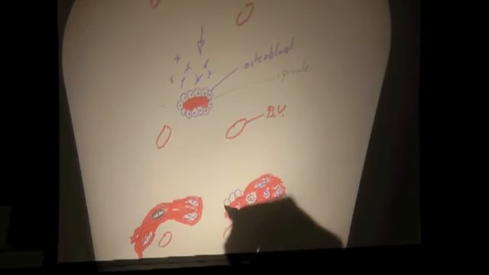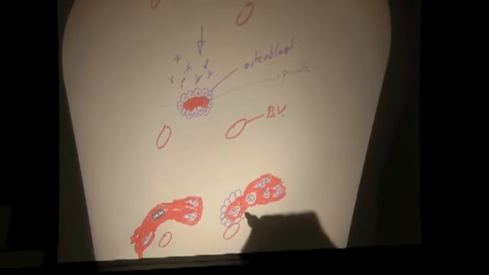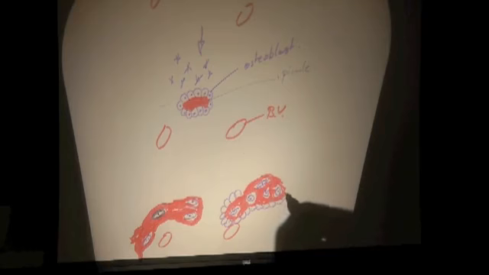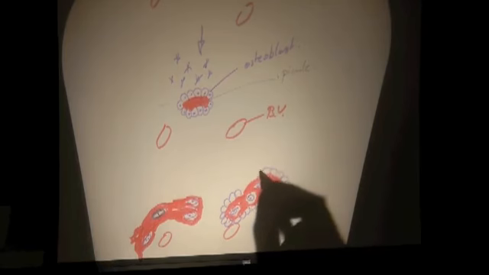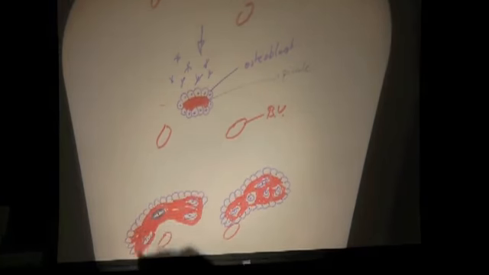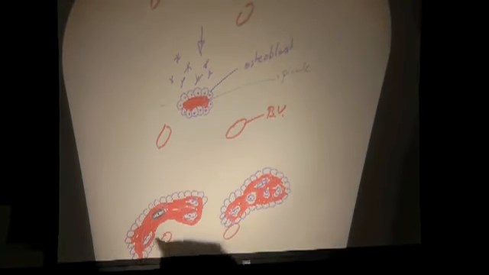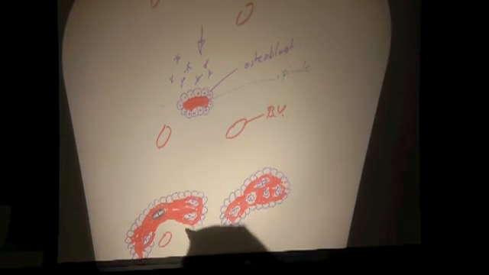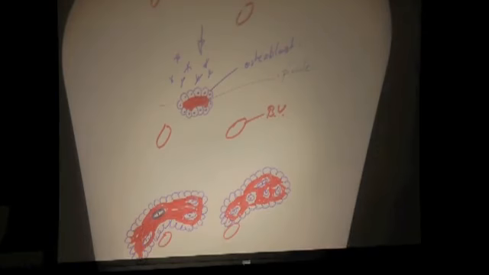Again, always we're going to have that layer of osteoblasts on the surface of this matrix. Blood vessels here.